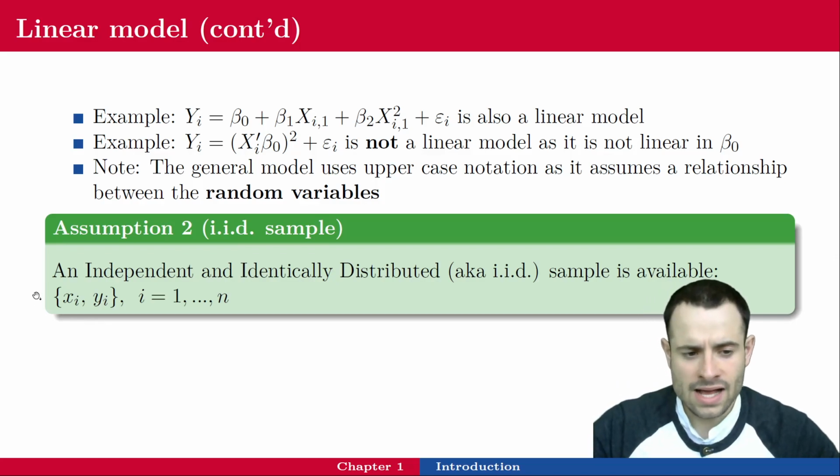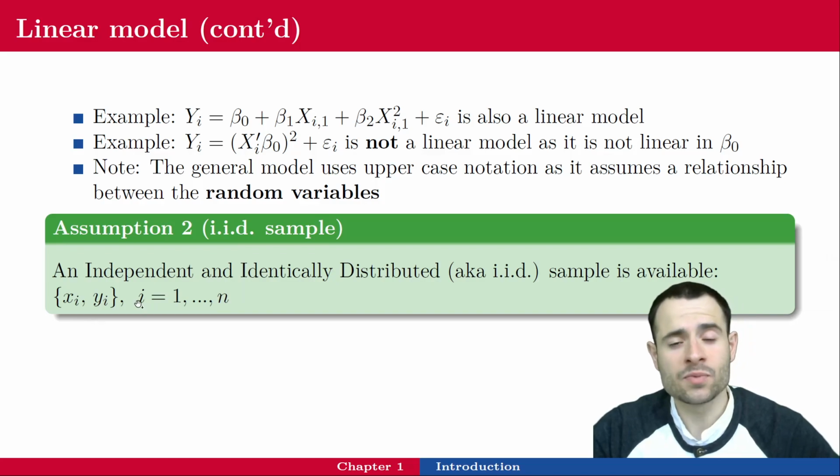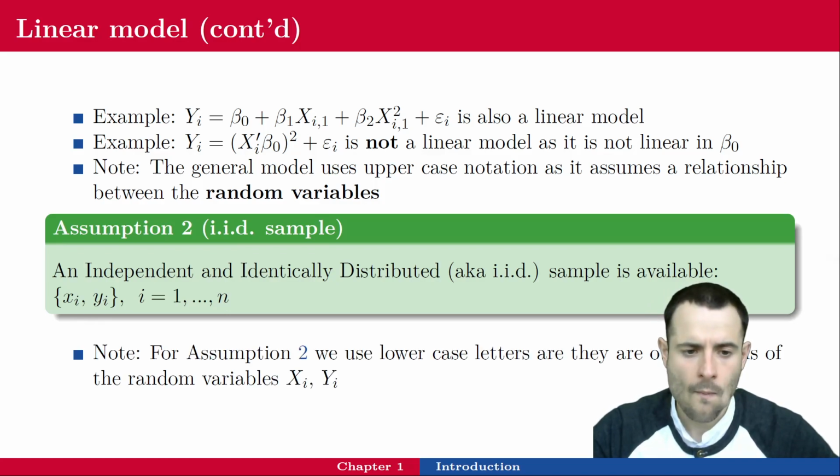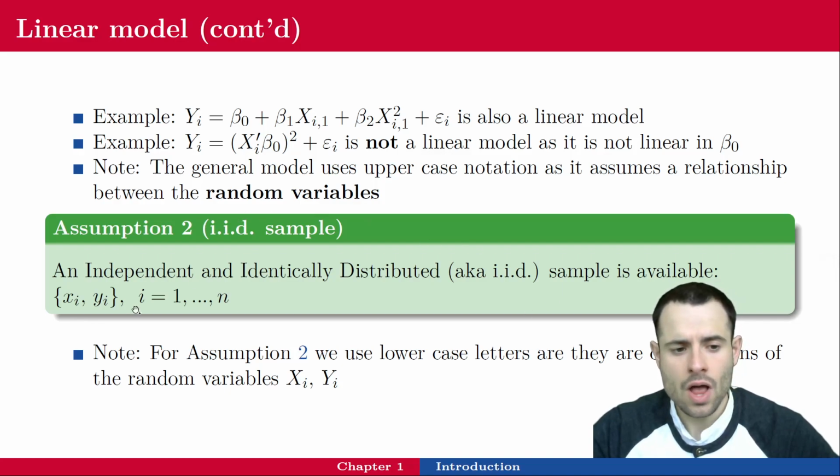My sample has size n. It is the standard notation in general. So i refers to one person, one observation, and we go from 1 to n. There are n observations in total. Note that for assumption 2, I now use lowercase letters because the sample is what I actually observe. I actually observe realizations of big X and big Y. So now I use small x and small y.